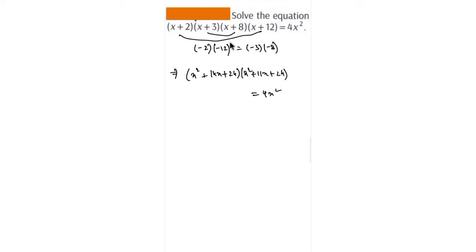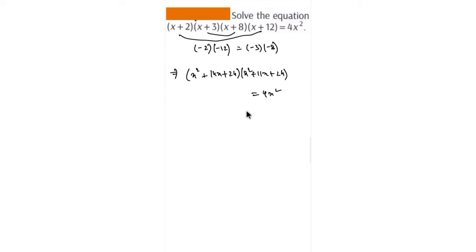So now x is not zero. You can just check it: if you put x equal to 0 here, we are not getting this to be 0, isn't it? If I put x equal to 0, I'm getting 24 into 24, which is 576, which is not equal to 0. So x equal to 0 is not a solution.